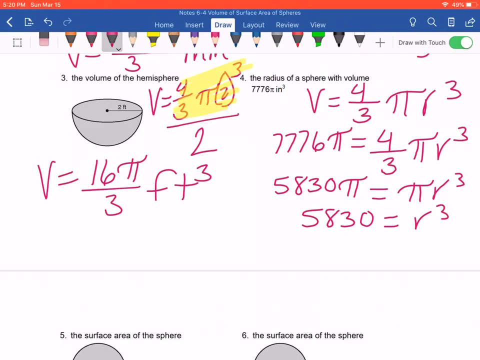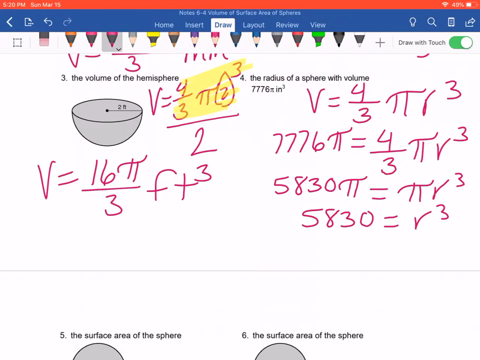You might be thinking to yourself, I remember learning how to take the cubed root back in Algebra 1, but I have forgotten how to do it on my calculator. Well, it is your lucky day. What you're going to do is hit your math button on your calculator. You're going to arrow down to number 4, and you'll see cubed root. Hit enter on it. Put in 5830 into that cubed root. Hit enter.